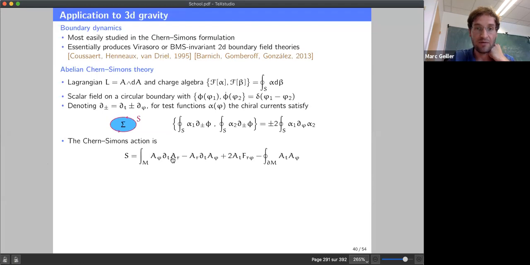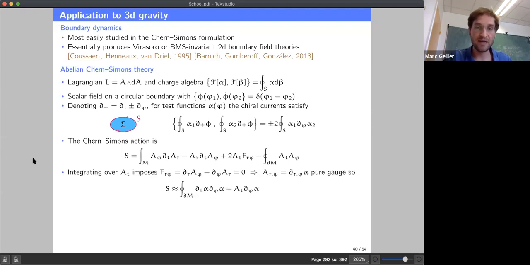the time derivative. So these first two terms are essentially telling us that on a spatial slice of this solid cylinder, we have the phi and the r components of the gauge field, which are canonical variables. And then we see that the time component of the Chern-Simons gauge field is a Lagrange multiplier, which enforces a constraint, namely that the spatial component of the curvature is vanishing.